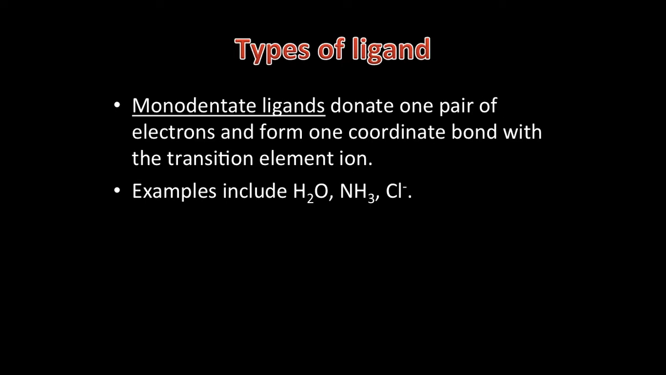There are several different types of ligands that you need to know about, and these depend on how many electron pairs they donate to form coordinate bonds. The names of the 3 types of ligands are monodentate, bidentate, and multidentate. A monodentate ligand, as you can probably work out from the name, donates 1 pair of electrons and forms 1 coordinate bond with the transition element ion. Examples include H2O, where the oxygen has a lone pair and so can donate the electrons, NH3, where the nitrogen atom has a lone pair and can donate the electrons, and a chloride ion.